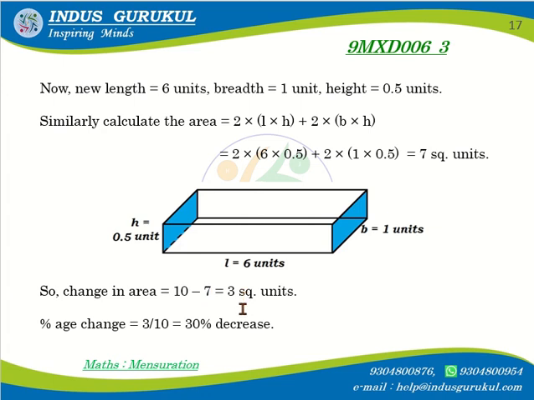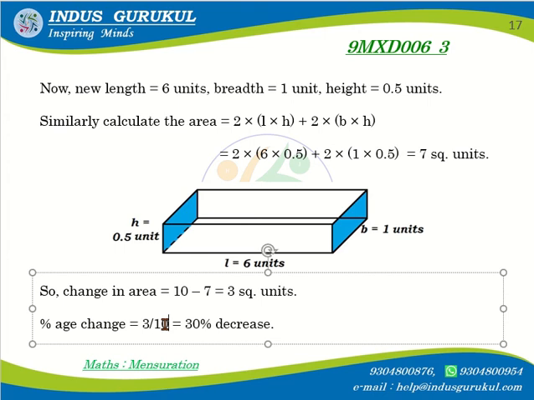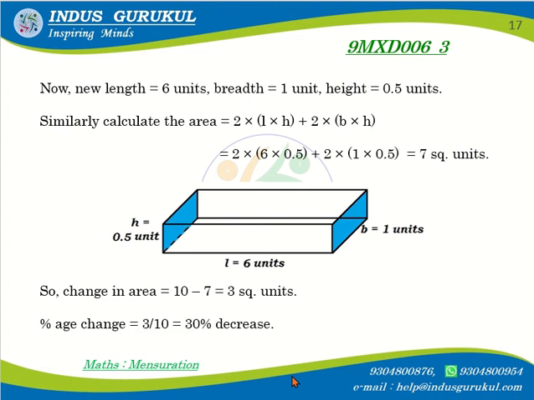A reduction in terms of percentage is always calculated on the bigger value. So the decrease will not be 3 upon 7, it will be 3 upon 10, which is a 30% decrease, because reduction is always calculated on the bigger value. So the new classroom wall area will be 30% lesser with respect to the previous one.